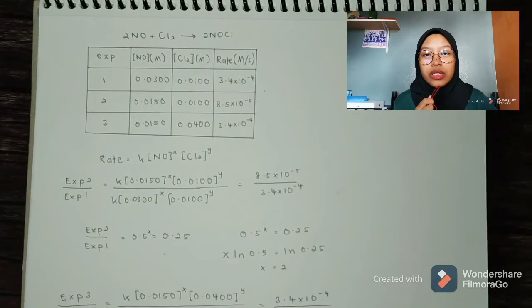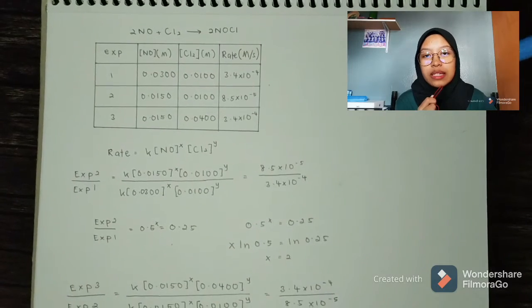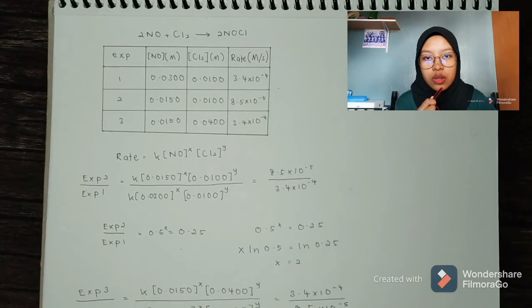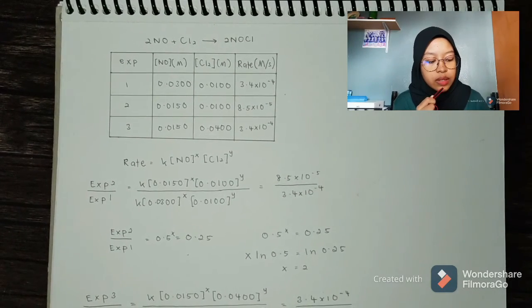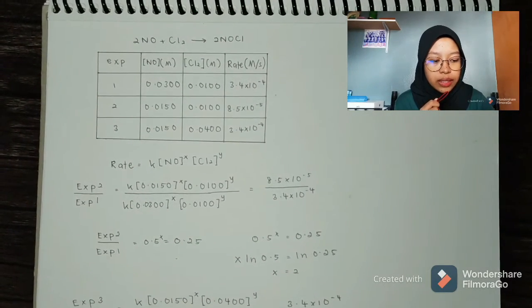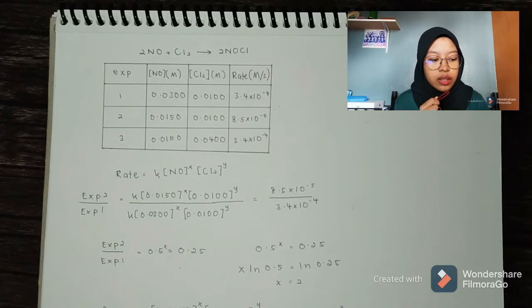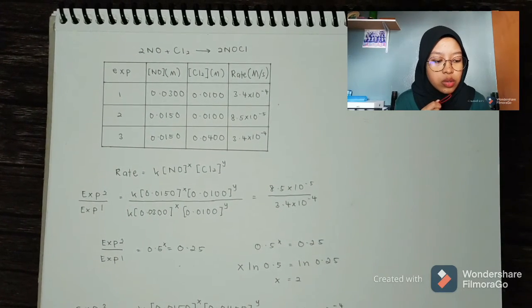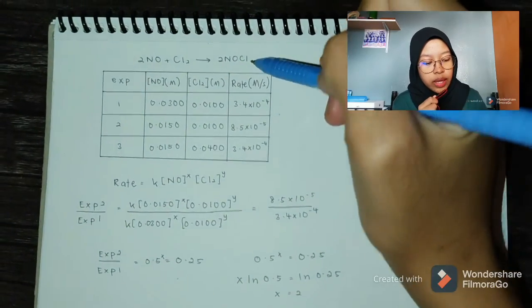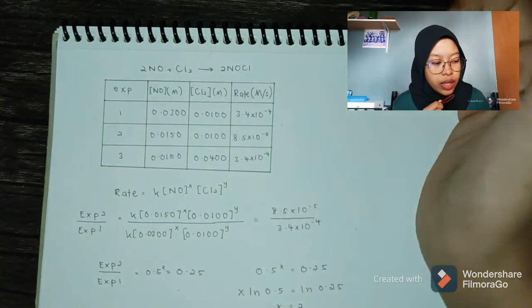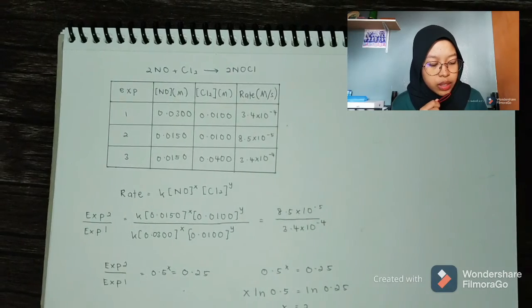Assalamualaikum and a very good morning. My name is Nur Syafiqah binti Azli, and today I will teach you how to answer question 8. My question is, given the following data, determine the rate constant of the reaction. The reaction given was 2NO plus Cl2 will get 2NOCl, and there is a table given.